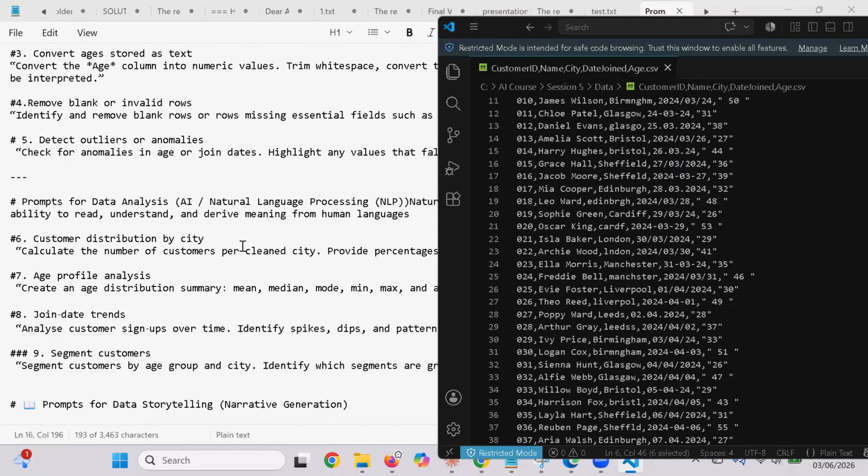Now, going down to where we actually did the prompt for data analysis. What do we want to do here in this data? Now, with our data clean, the next part is data analysis, where we want to know the customer distribution by city. How many customers are from a particular city?